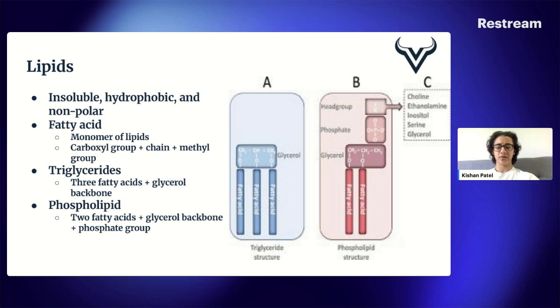And if we look at two types of lipids that are important to know, we have triglycerides and phospholipids. The way these differ are triglycerides are composed of three fatty acids plus a glycerol backbone, that's picture A, and phospholipids are composed of two fatty acids, glycerol backbone, phosphate group, and a head group, which sort of differs.